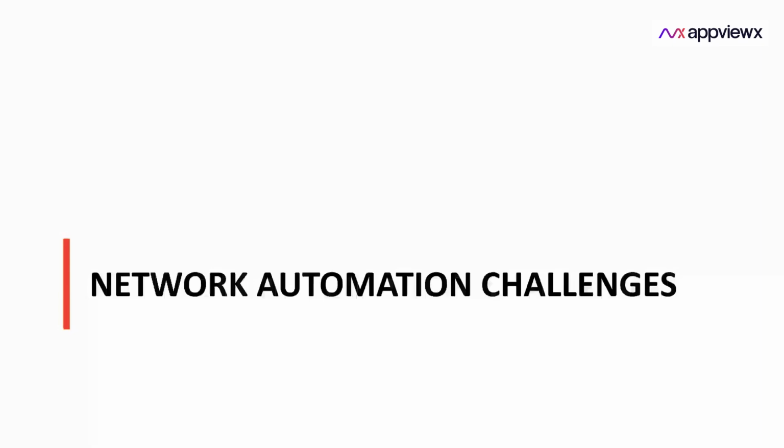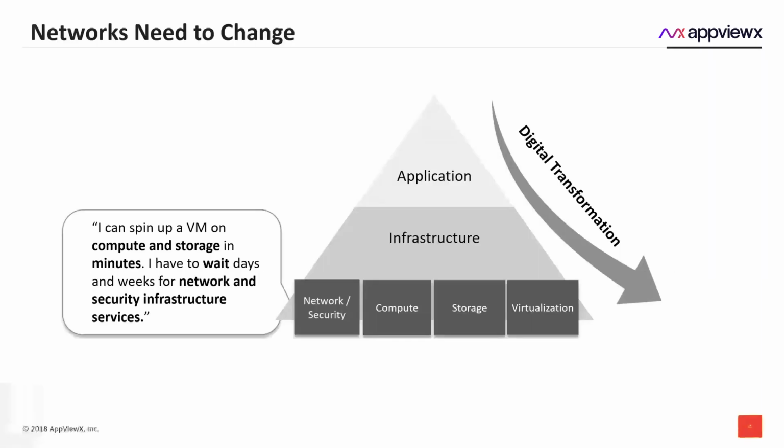All right, so let's start with network automation challenges. So what is the business problem? So application has been consuming infrastructure and the pyramid has turned around, or the cone has turned around, where the infrastructure was providing service to the application. Now application is demanding the services from the infrastructure, with the onset of cloud and application-focused infrastructure.